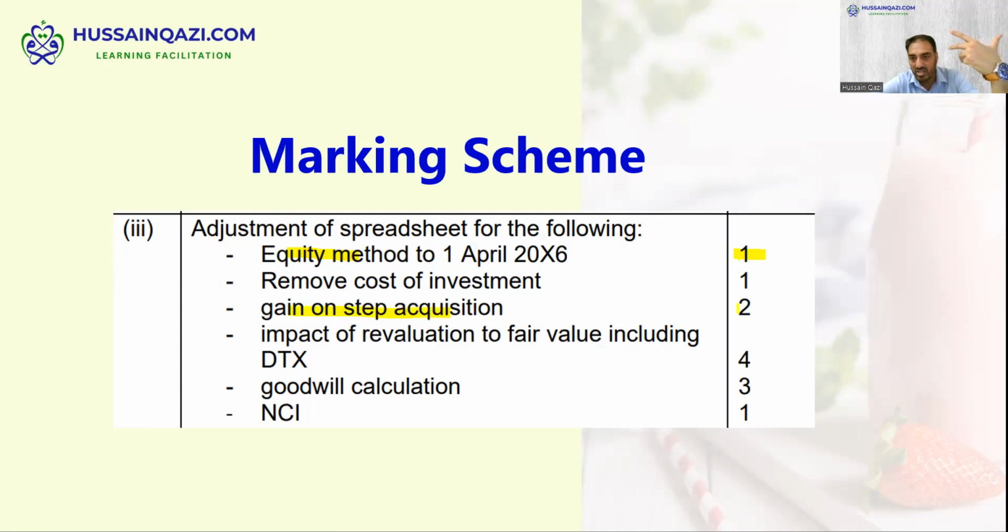Gain on step acquisition, we will be able to get 2 marks. Then fair value adjustment including deferred tax, 4 marks. Goodwill calculation, 3 marks. NCI, 1 mark. And remove cost of investment, 1 mark. So as you work out the things accordingly, you will be able to gain the marks.